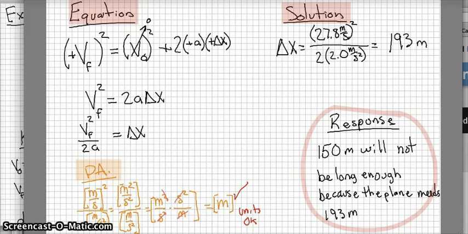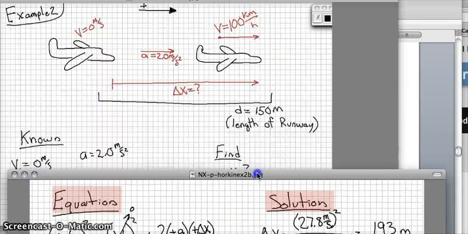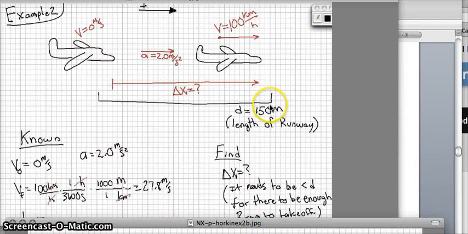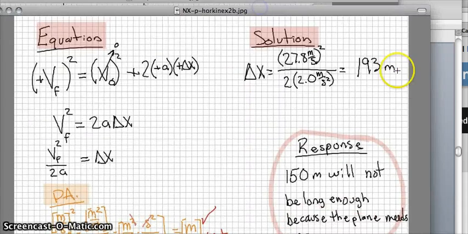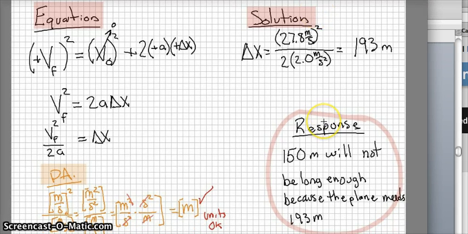And I go back to my original question, which was, is this 150 meters long enough for this plane to take off? Now, if it takes 193 meters to take off, and it needs 150, this is obviously not going to be long enough. So the plane, in this case, will not have enough runway to take off.